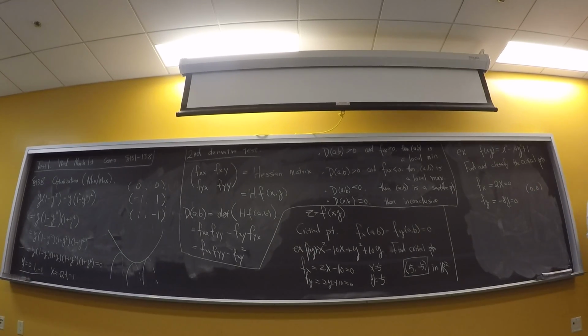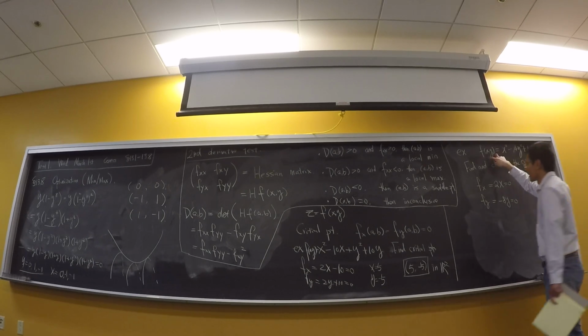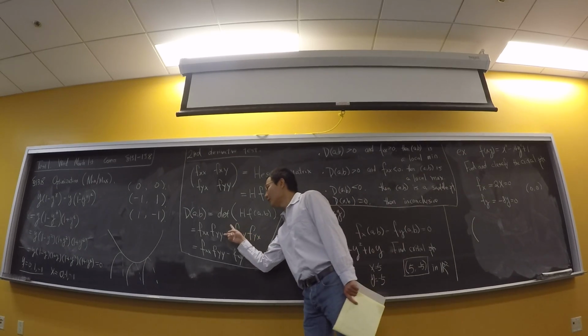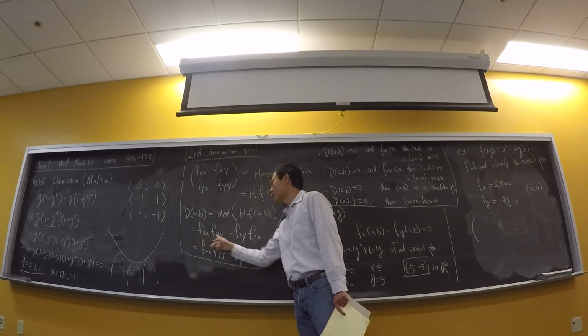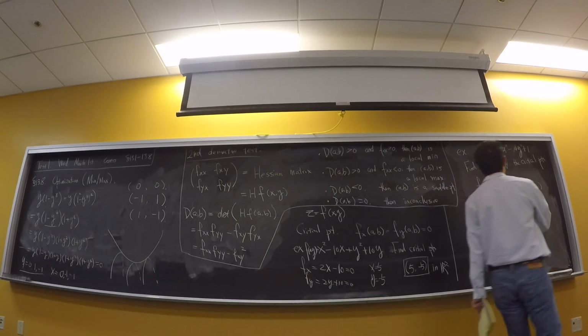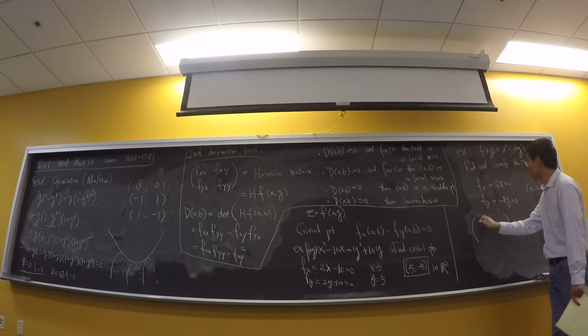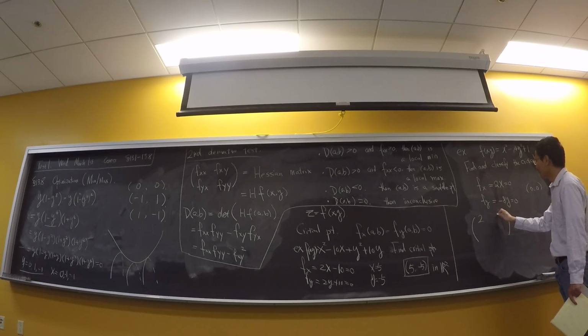Still, keep in mind the critical point is a point in R2, so we're supposed to have a pair of numbers right here. And then I need to compute the second-order derivatives for this function. If you want to use this formula directly, you can just compute the second-order derivatives, but I prefer to write the matrix. So fxx is going to be 2, fxy is equal to 0, fyx is also equal to 0, and fyy is minus 8. So this is the matrix.